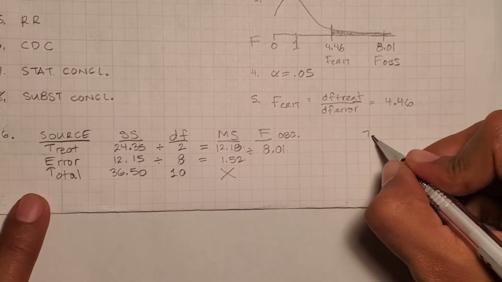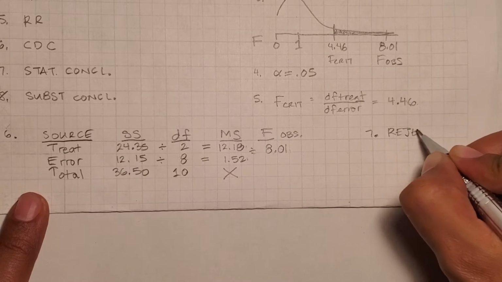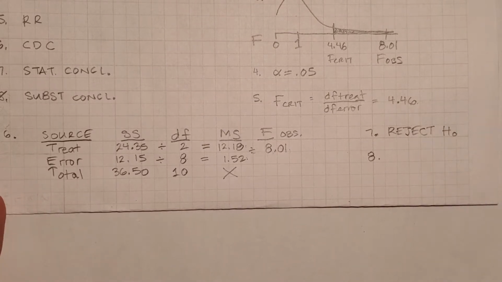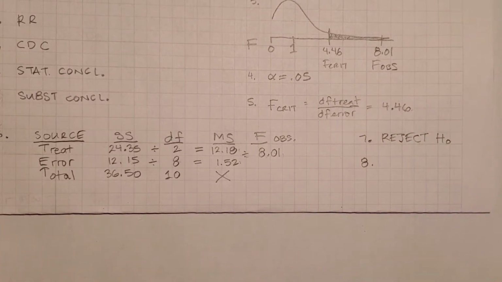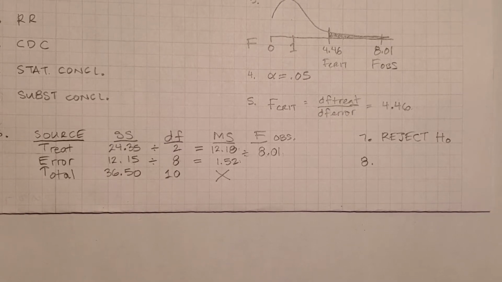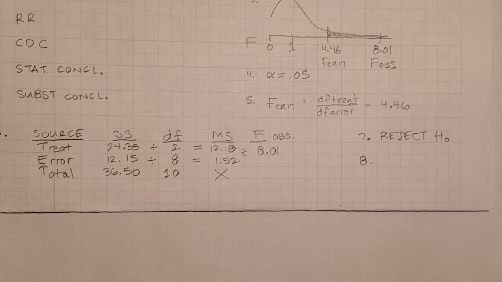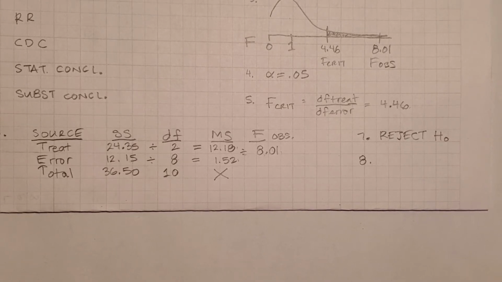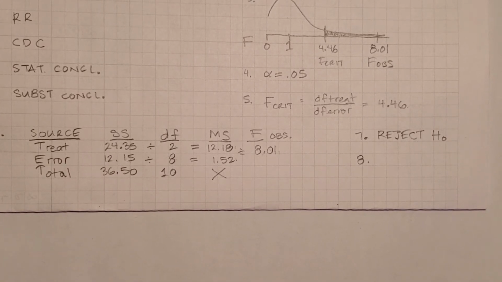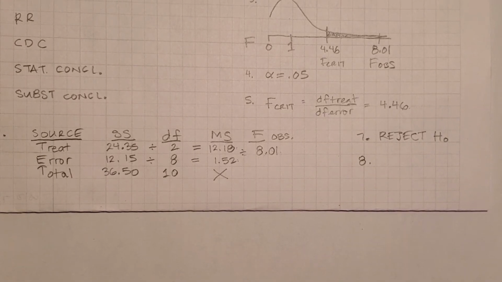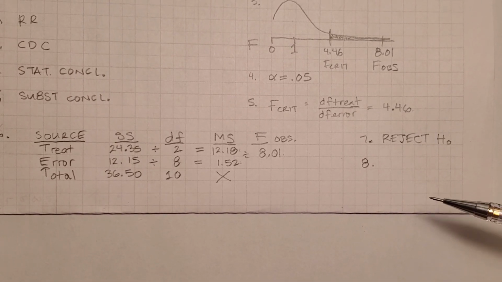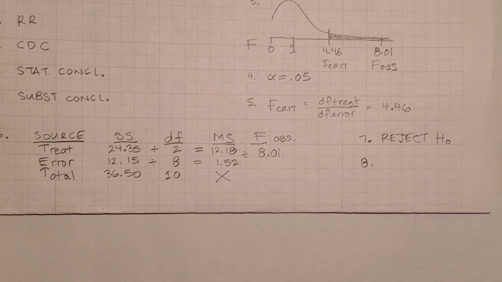So step 7, we will reject the null hypothesis. Step 8 is basically where we just say that there is a significant difference between at least 2 of the group means. We don't know which 2 of the means are different, but we know that at least 2 of them are significantly different amongst themselves. So step 8 would be: there is a significant difference between at least 2 of the group means. To find out which ones, we have to move on and actually do the Tukey test.